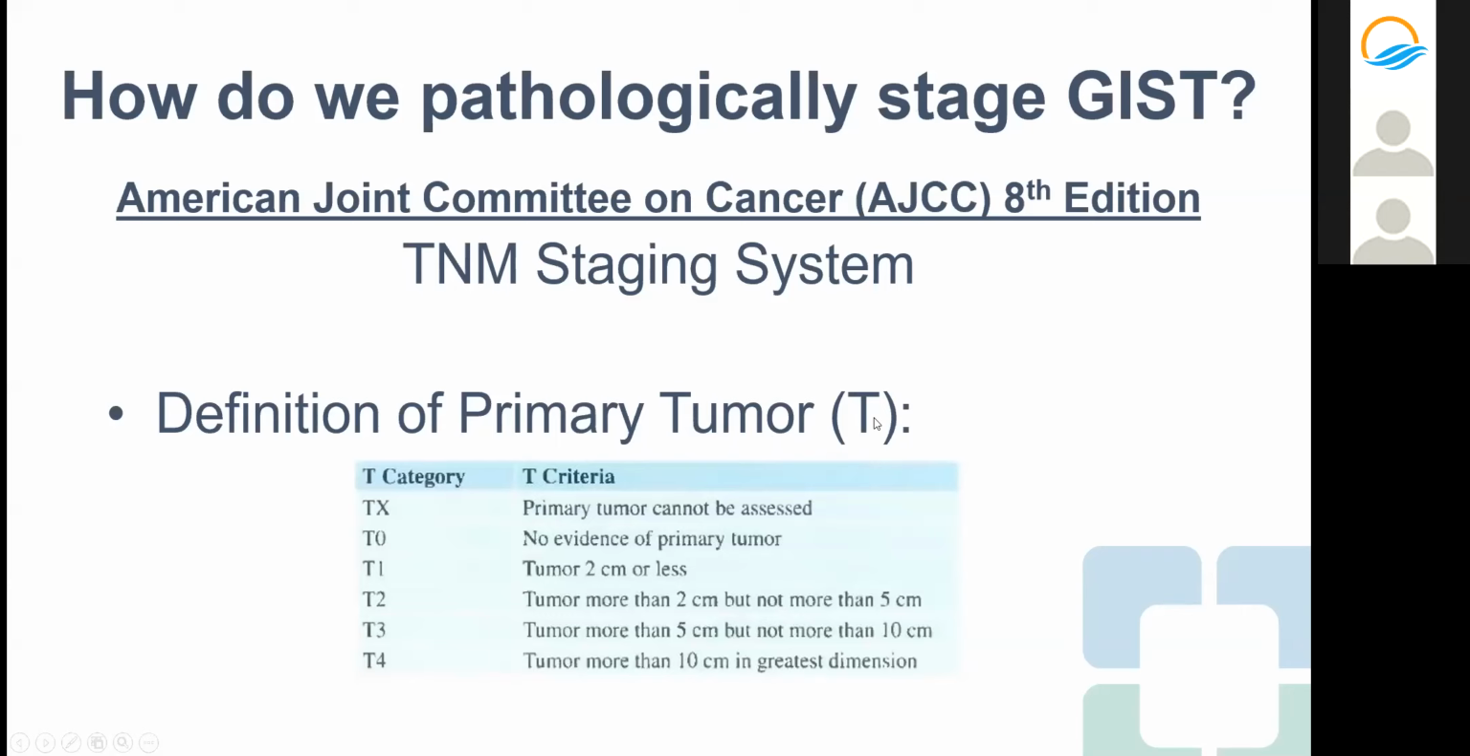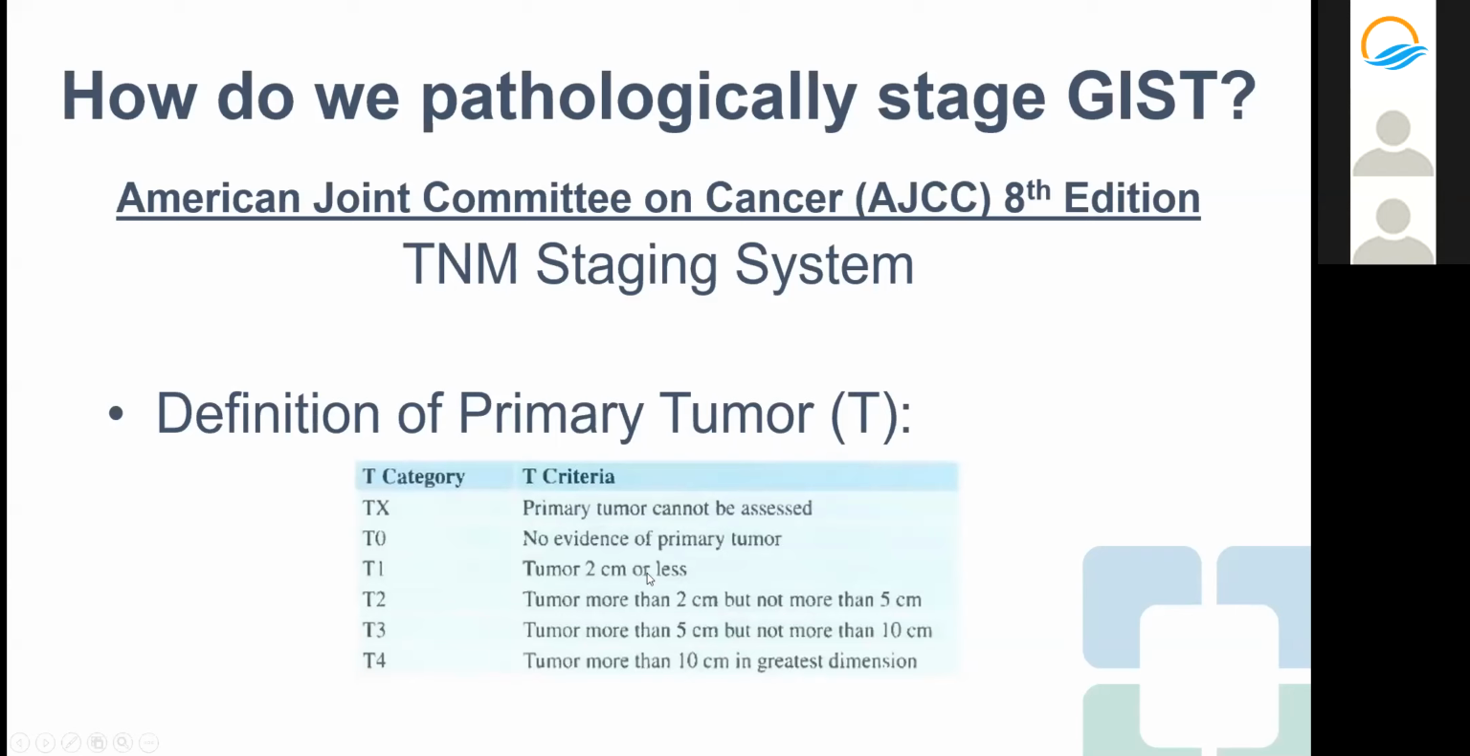The T stage is based solely on the size of the lesion. It's either determined via imaging or at the time of resection. If we're defining it in pathology as a pathologic stage, then it must be at the time of resection. You can see here that our important cutoffs are 2, 5, and 10 centimeters.